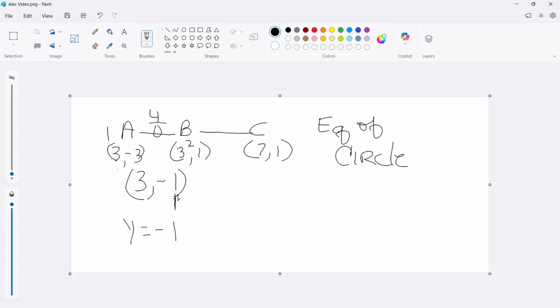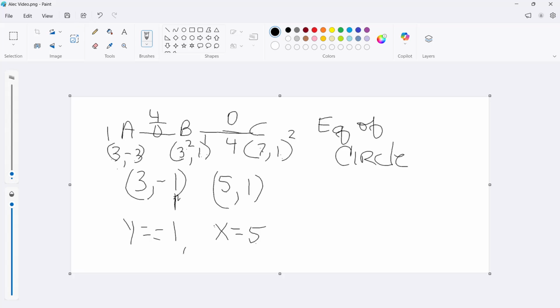Now I'll do B and C. I'm going to find the midpoint. 7 plus 3 is 10, divided by 2 is 5. 1 plus 1 is 2, divided by 2 is 1, so 5, 1 is the midpoint. I will do the slope. Now this is point 1, this is point 2. 1 minus 1 is 0, y2 minus y1, divided by x2 minus x1, 7 minus 3 is 4. 0 over 4, well that's 0. That's a horizontal line. So I know that the perpendicular bisector will be a vertical line. X equals whatever the x component is. X equals 5.